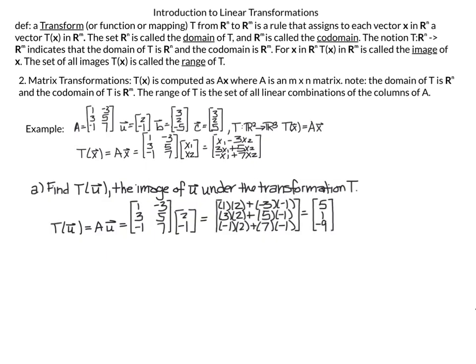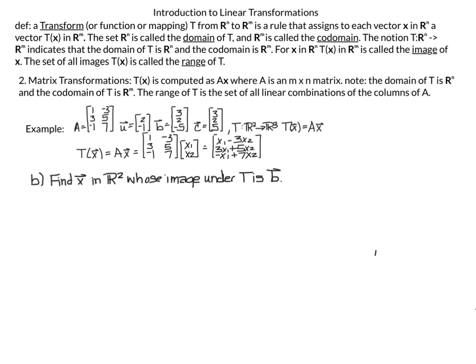The first one is fairly straightforward. T of u, we're going to plug in u. So T is represented by our matrix A, [1, -3, 5; 3, 5, 7; -1, 7...], times u, which is (2, -1). So multiplying, we get 1 times 2 minus 3 times minus 1. Then we have 3 times 2 plus 5 times minus 1. Then this row times the column: minus 1 times 2 plus 7 times minus 1. So here we add and we get 5, 1, negative 9.